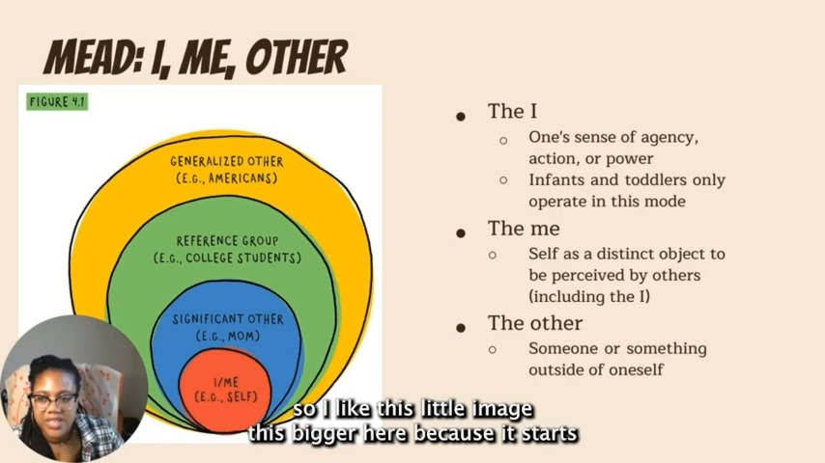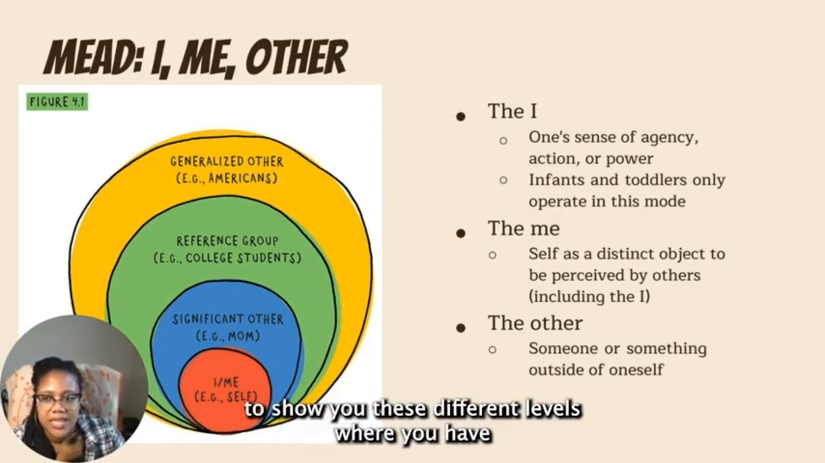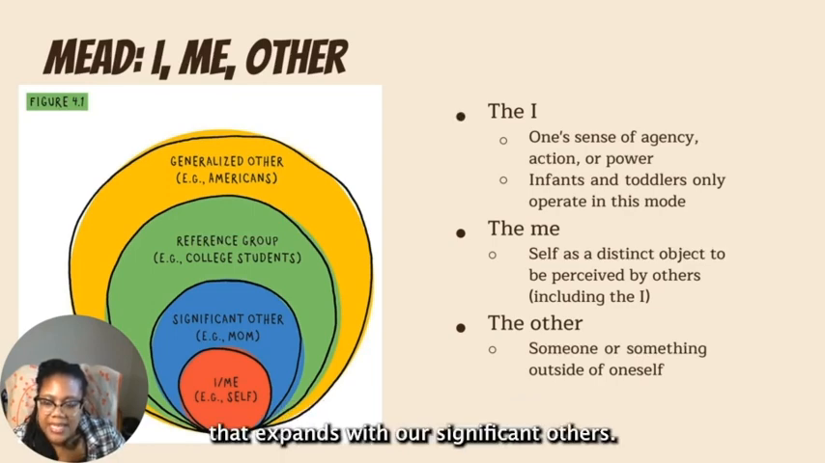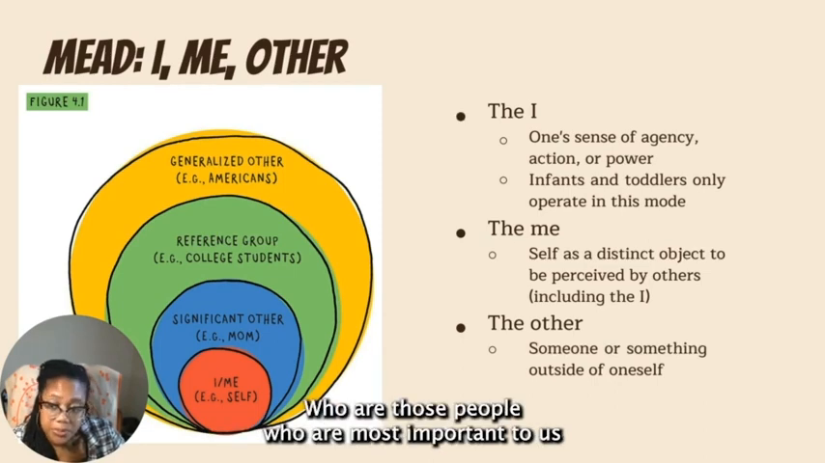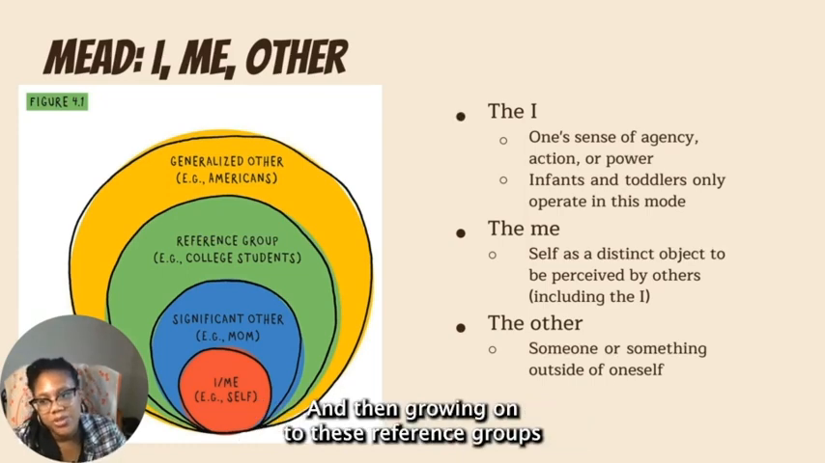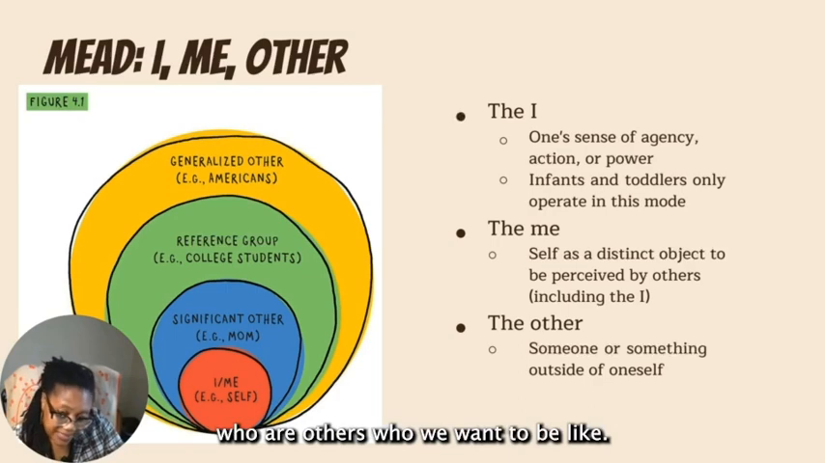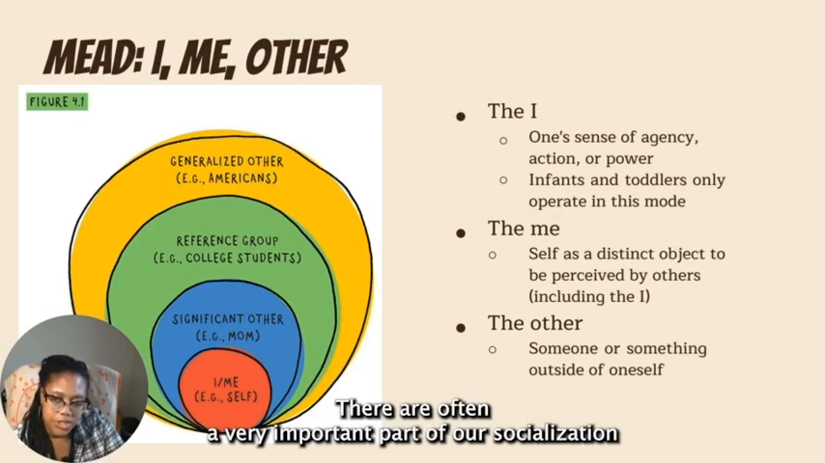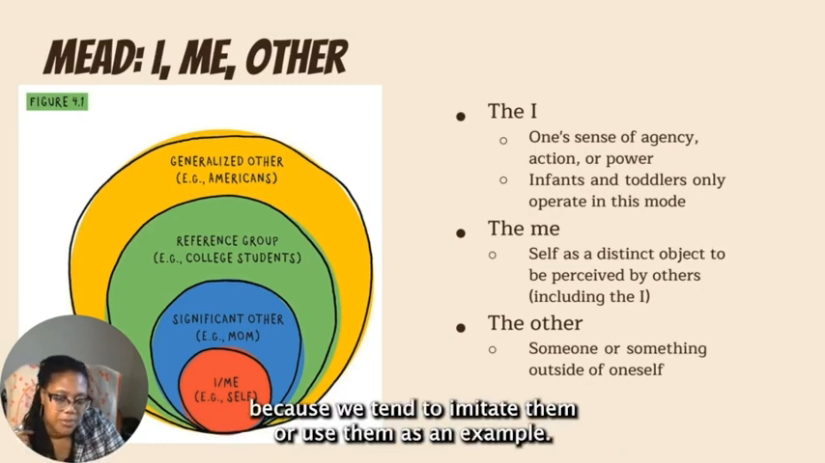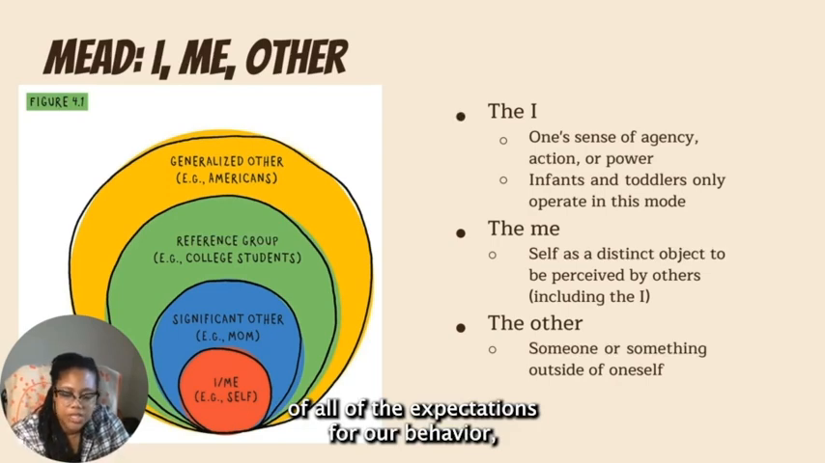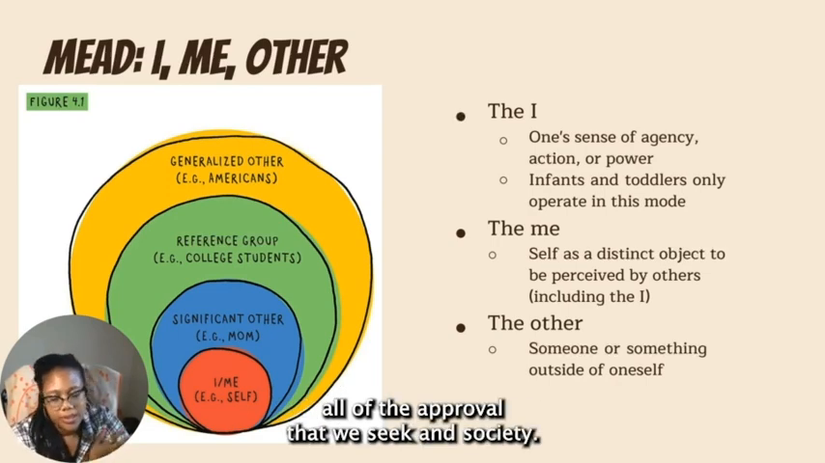So I like this little image, this figure here, because it starts to show you these different levels where you have the individual, the I and the me, that expands with our significant others, who are those people who are most important to us and who we actually care about their judgments. And so they have a lot of impact and influence on our sense of self. And then growing out into these reference groups who are others who we want to be like. So we refer to them as we develop our sense of self. They're often a very important part of our socialization because we tend to imitate them or use them as an example. And then the generalized other, which is kind of the sum of all of the expectations for our behavior, all of the approval that we seek in society.